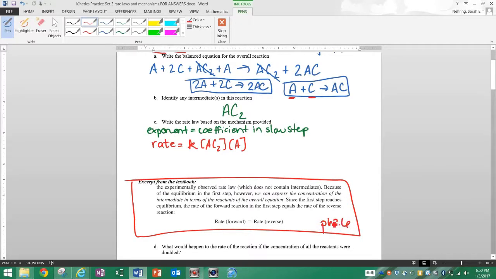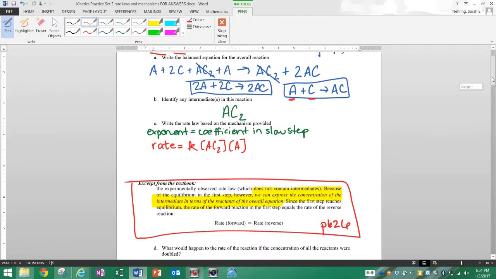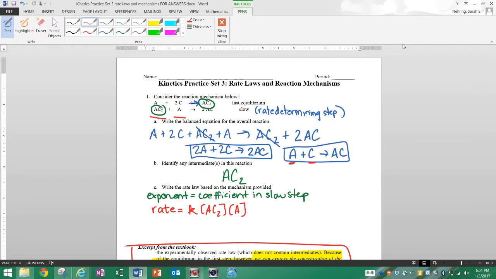But if the slow step contains an intermediate, then what you want to do is express the concentration of the intermediate in terms of the reactants of the overall equation, which might be kind of a confusing sentence. So let's take a look at what that would mean in practice here. If you go back to our mechanism, AC2 is my intermediate, and I want to express AC2 in terms of the reactants, which are A and C.